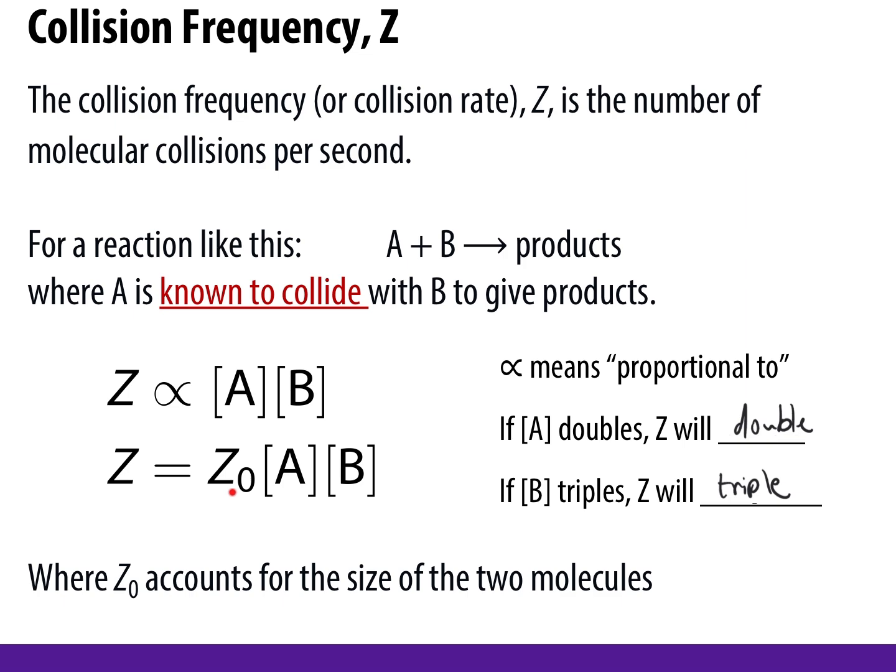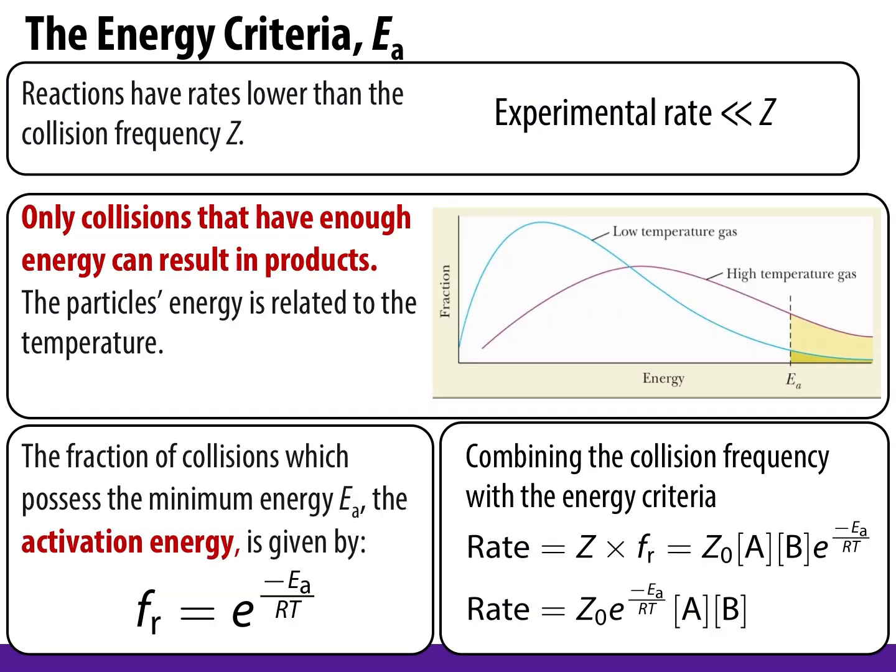When we make this equals, we use a factor of z0 to account for the size of the two molecules. It turns out that that is a huge overestimate of the rate of chemical reactions. Almost every collision that occurs in a particular container does not cause a reaction to occur. It turns out that only collisions that have enough energy result in products. The particle's energy is related to temperature, as we saw in our previous set of notes about intermolecular forces and simple kinetic molecular theory.